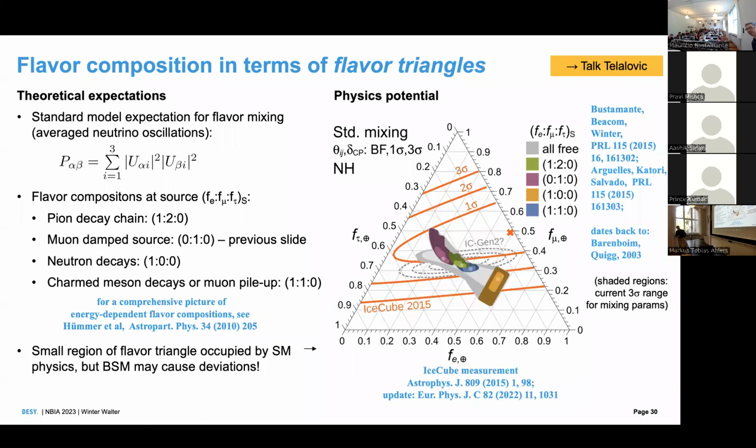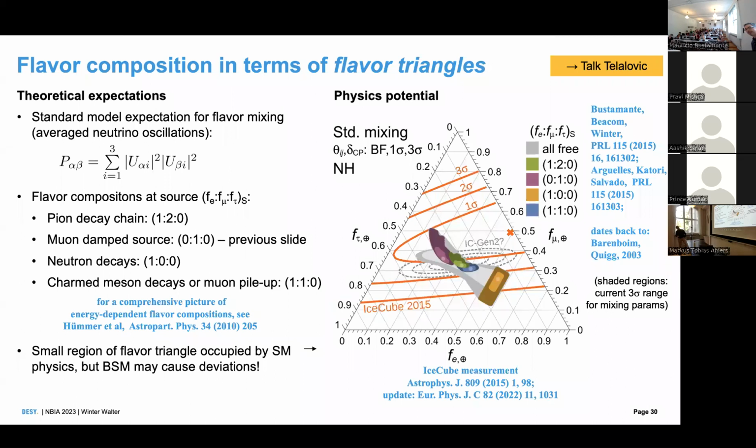IceCube has done that, and there are different versions of that in the literature, where you see, for instance, the 1, 2, 3 sigma contours, and there, of course, they don't care about flavor mixing or so. They just constrain the flavor composition. You see also some structure here. For instance, the tau neutrino fraction is not as well constrained as the others.